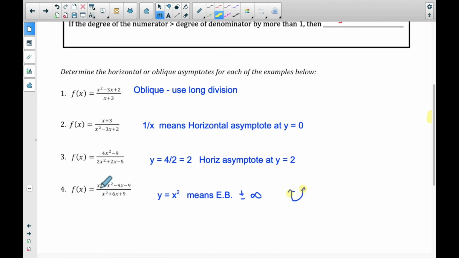In the last case, we have x to the 4th over x squared. That means if we did divide it, we would get x squared. That means that we have that positive and negative end behavior. So just to clarify, end behavior is no longer only positive and negative infinity. We have these other options.